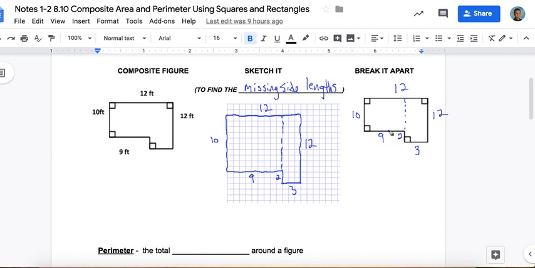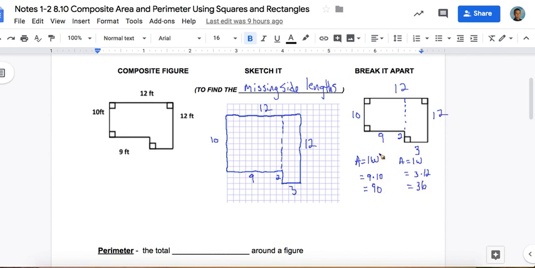So now we can look at, here's a rectangle and here's a rectangle. So I'm going to start with this one. And I know that the length is 9 and the width is 10. So I'm going to write 9 times 10, which is 90. And then I'm going to use the rectangle formula again because I have a rectangle right here. And I'm going to do length, which is 3, times width, which is 12, and 3 times 12 is 36.